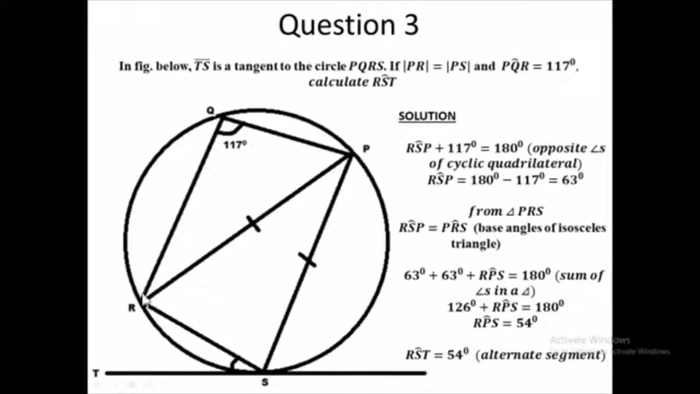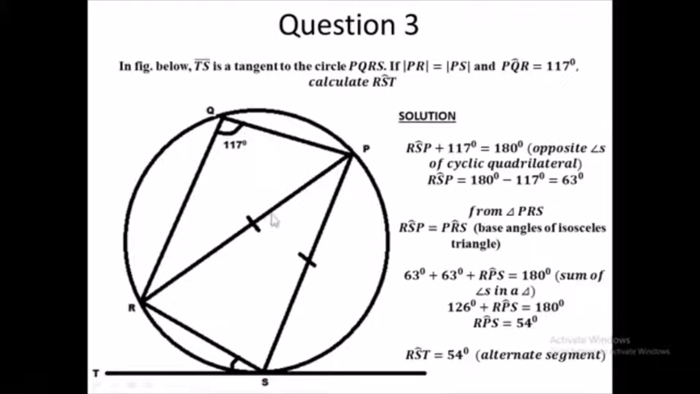You can see that this is a four-sided plane shape inside a circle. That means it's exactly a cyclic quadrilateral. So this angle here and this angle here are supplementary. If you remove this from 180 degrees, that will give us this supplementary angle, and now this angle is 63 degrees.